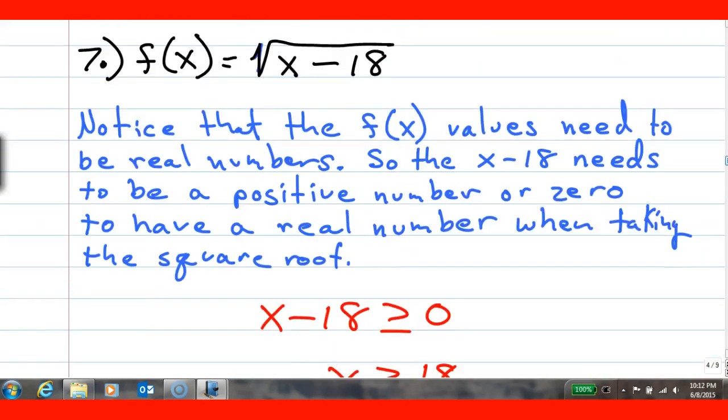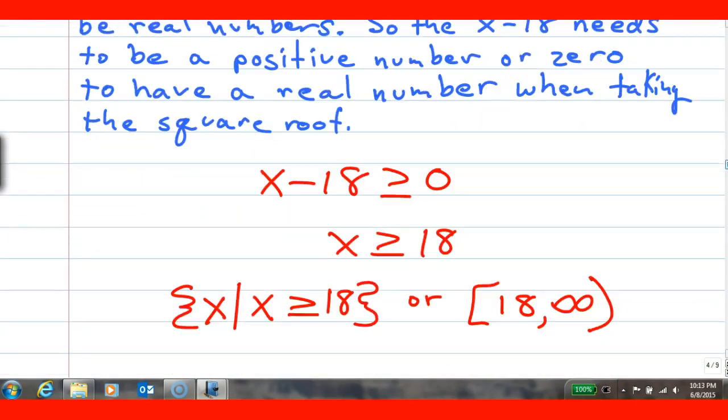So that means that my x minus 18, when solved, needs to be greater than or equal to 0. Well, if I solve this inequality by adding the 18 to both sides, I end up with x needs to be greater than or equal to 18.